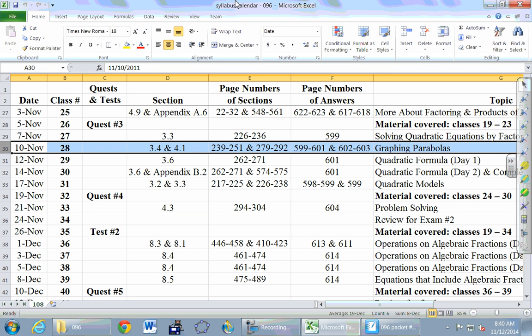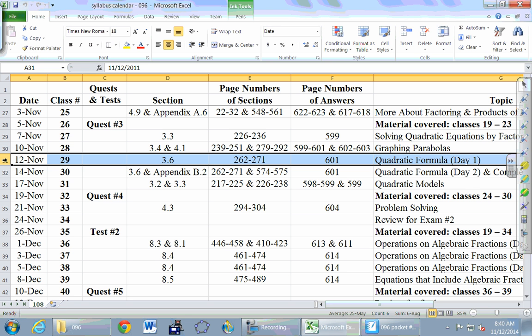Okay, good morning. Happy Wednesday. Looking at our calendar, we see that I'm looking at the wrong section. So let's try that one.